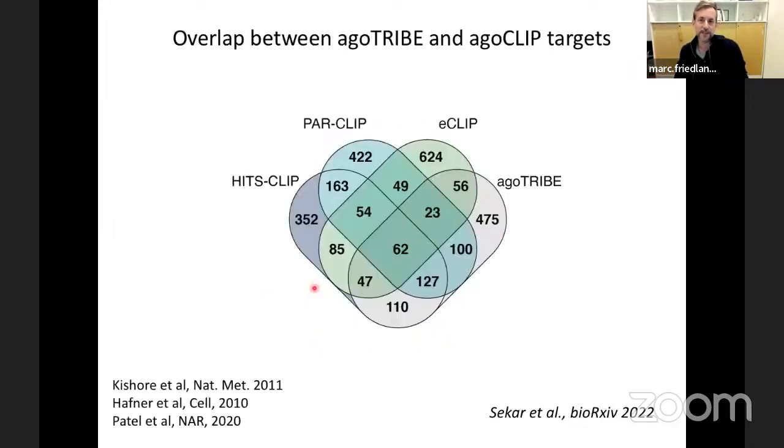And then we compared this with the targets of three state-of-the-art CLIP methods, which have all been used: HITS-CLIP, PAR-CLIP, and eCLIP. And we did this Venn diagram. It's a little bit difficult to see exactly what's happening there in the middle. But I think one thing you'll appreciate is that every method has a number of targets out of the top 1,000 that are unique to it. And so you would think that if there's one method that's very different from the rest, it would have many more unique targets.